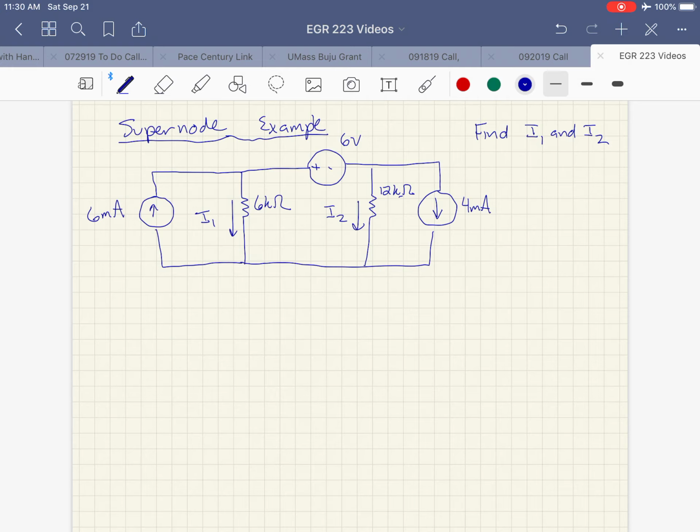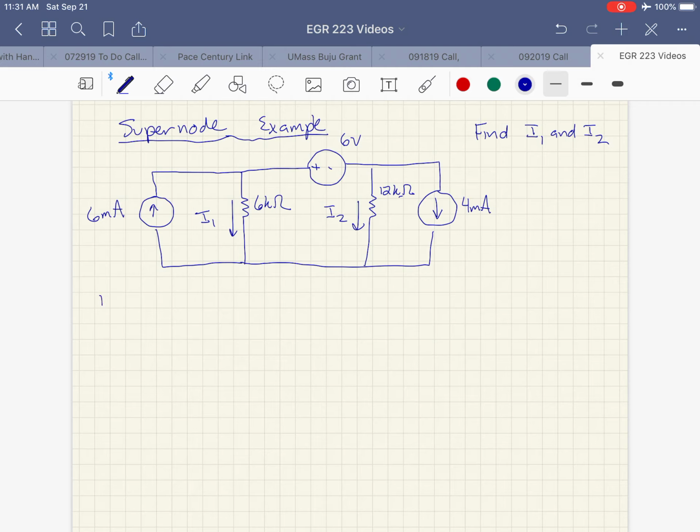And on the other side of this thing, we've got a 4 milliamp current source in the downward direction. And there's that 6 volt voltage source up on top. So what we want to do here is find I1 and find I2. So we've got a little bit of a dilemma here to solve this thing.